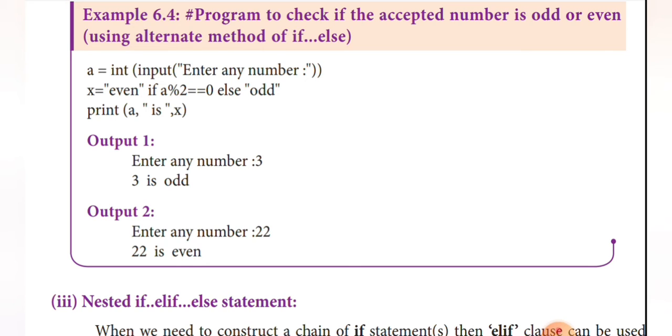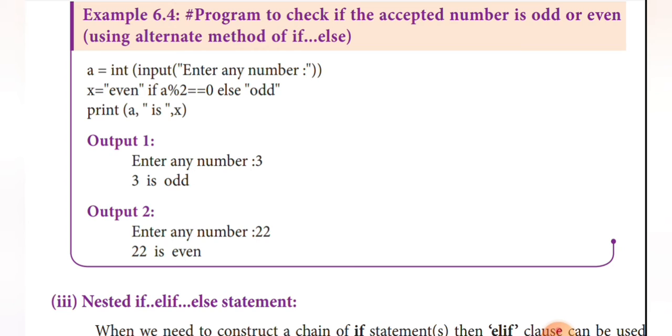Enter, see the output, enter any number. We are giving the input 3. So 3 is odd. The number 3 modulus 2, what is the output you can get? You get the value 1. 1 is not equal to 0, so it executes the else block. Else block means what message is given? Odd. Odd will be stored in x. So see this print statement, A is x. What is the value stored in A? 3. What is the value stored in x? Odd. Odd will be printed. So 3 is odd.